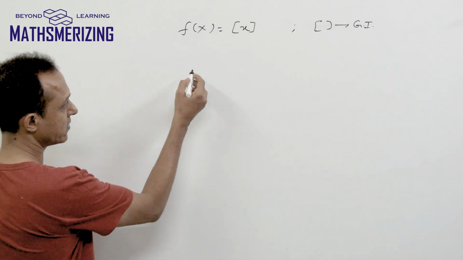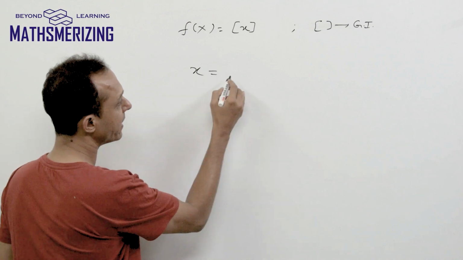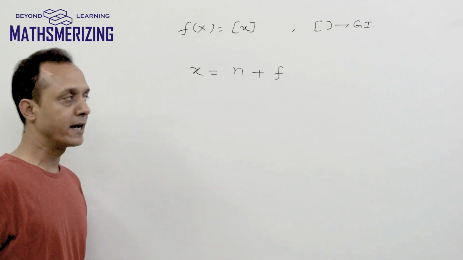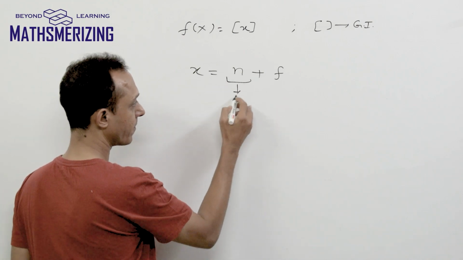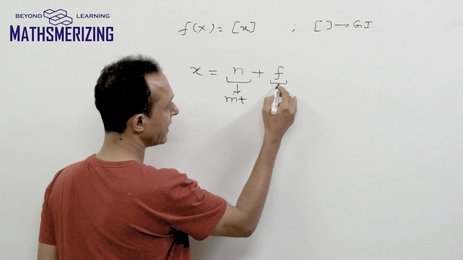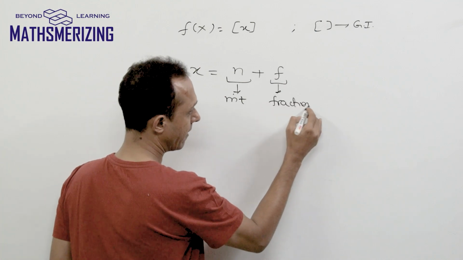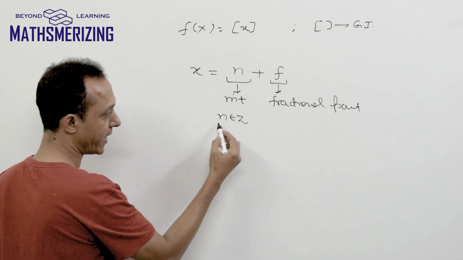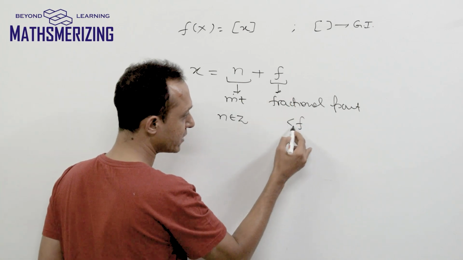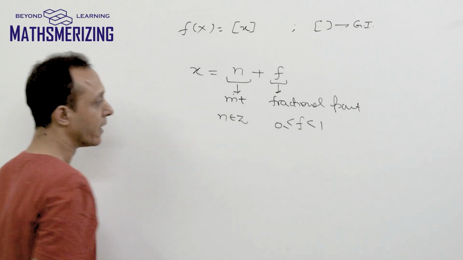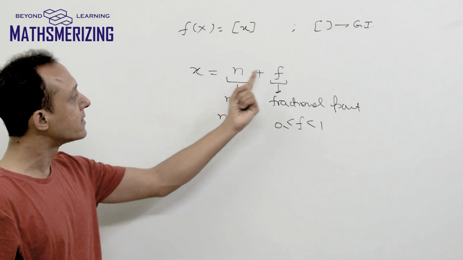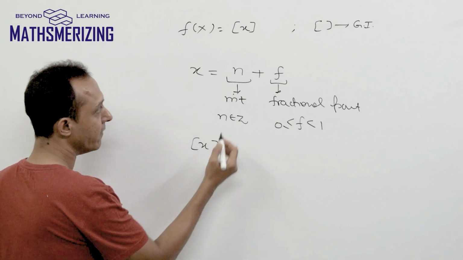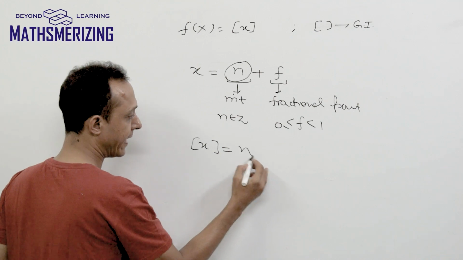Suppose I have any number x. I can express any number x as the sum of its integral part plus its fractional part. So this n is its integral part and this f is its fractional part. In a way, this n should be an integer, so n belongs to Z, and this f being a fraction, the value of f should lie between 0 and 1. And when I can express this number x as n plus f, and if I take greatest integer function of x, then greatest integer function of x will give me its integral part, which is n in this case.